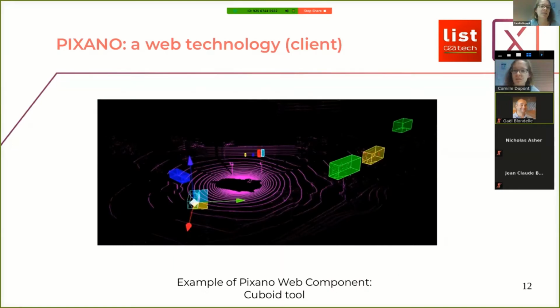Another example of a Pixano web component is the LiDAR annotation. I don't know if you can see it well here, but we have a cloud of 3D points that is often used in autonomous vehicles to detect objects that are near the car, to alarm the car that it's near an obstacle.